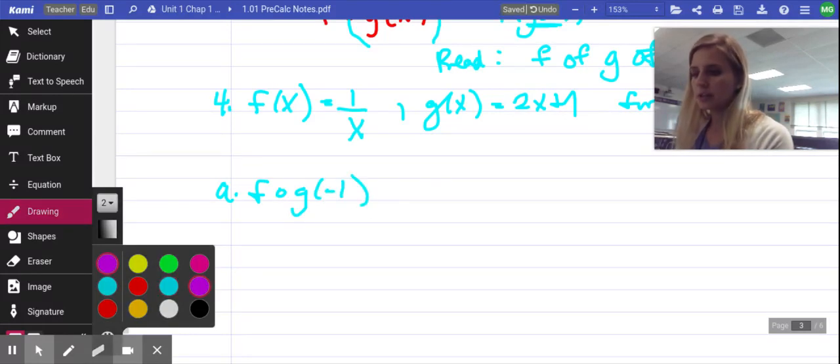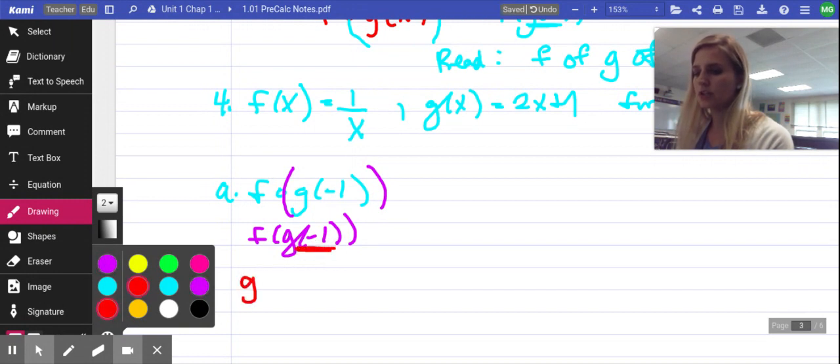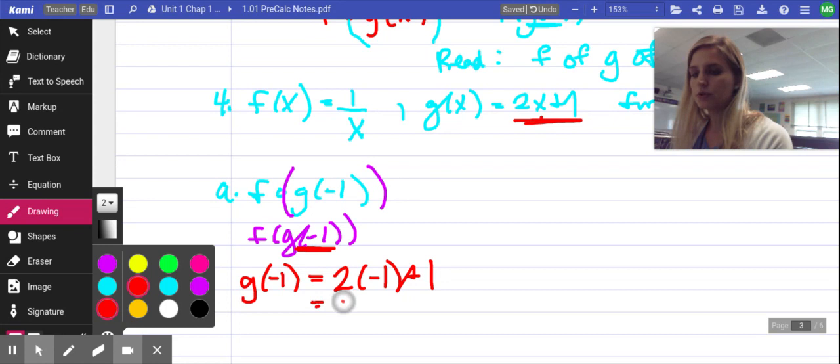So to do that, we're going to slice that blueberry, so it becomes f of g of negative 1. So to do this, you want to find your g of negative 1 first. Always work from the inside out. So I find my g function up here. Everywhere I see an x, I'm going to replace it with negative 1. So that's negative 2 plus 1, which gives me negative 1. So g of negative 1 is negative 1.